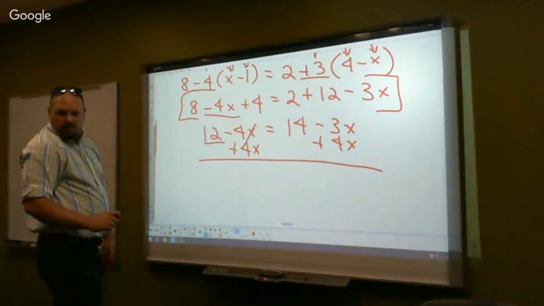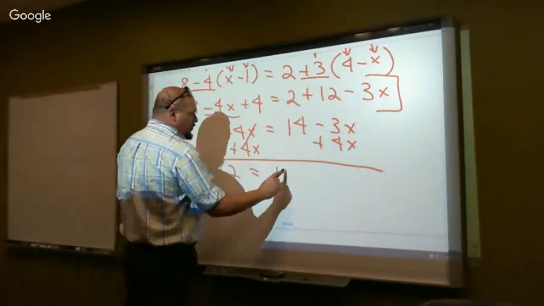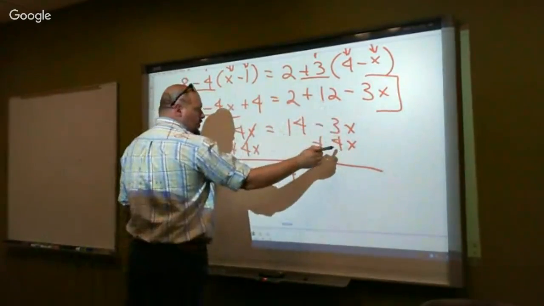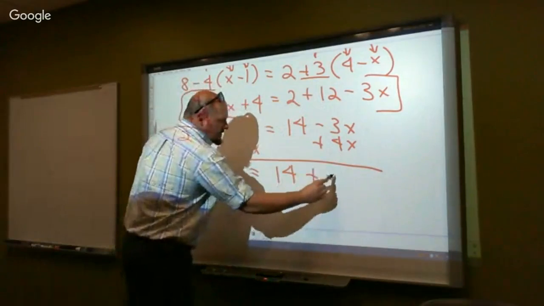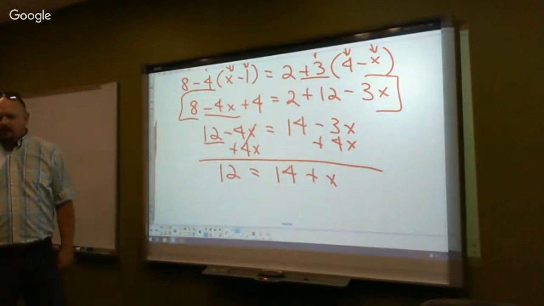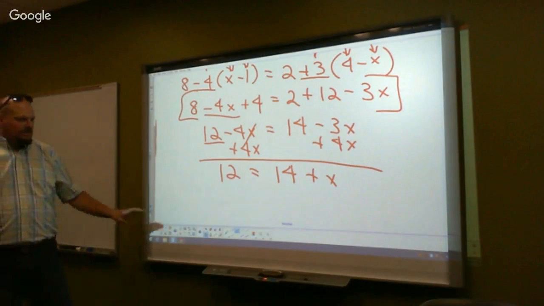Draw it just like me. Those cancel. We have 12 equals 14. 4x minus 3x is x, right? X. And it's positive. We already talked about it being positive, right? Priscilla, is that clear? X. That's positive. Do you understand this step?